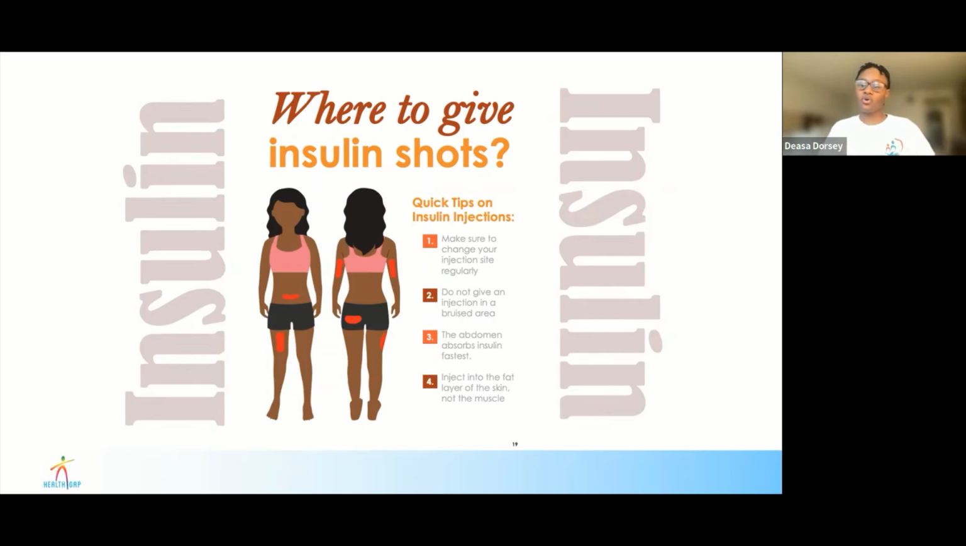If you are unsure where or how to inject insulin, no matter how long you've had diabetes, there's no shame. Please, please, please talk with your physician or your diabetes educator or anybody else on your clinical dream team. It could be dangerous, like I said, to put it in the wrong place.